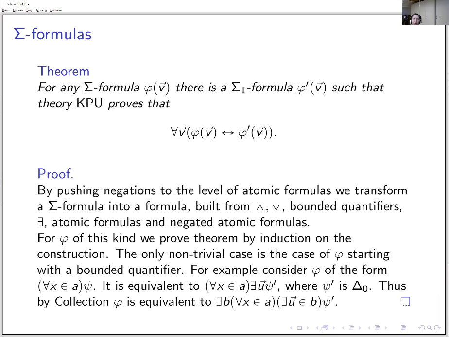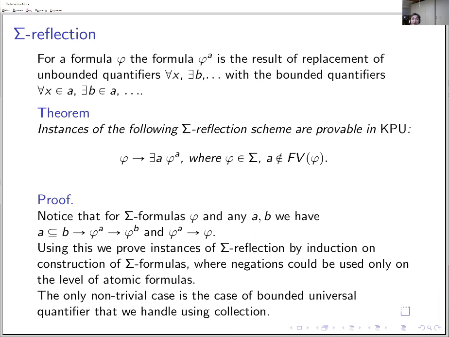So now we transform formulas by induction. By induction we get this equivalent transformation of sigma formulas into sigma 1 form. Then the standard fact is sigma reflection. There is this very natural principle in Kripke-Platek theory.